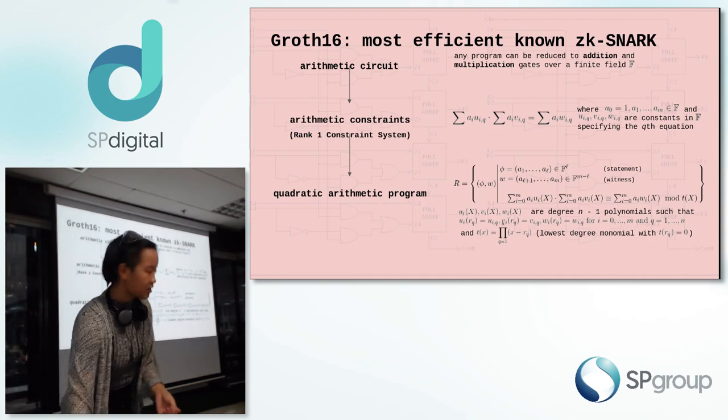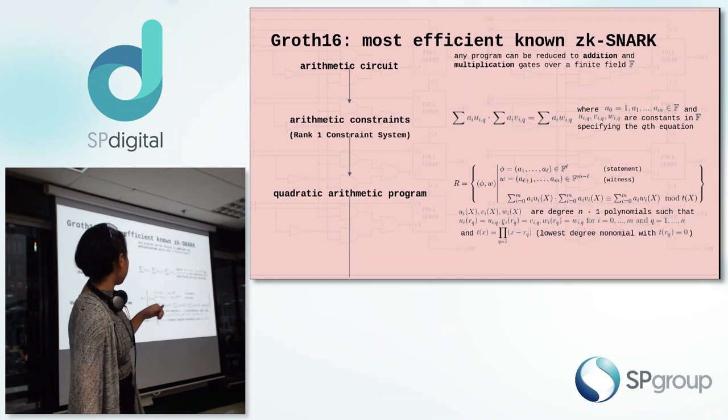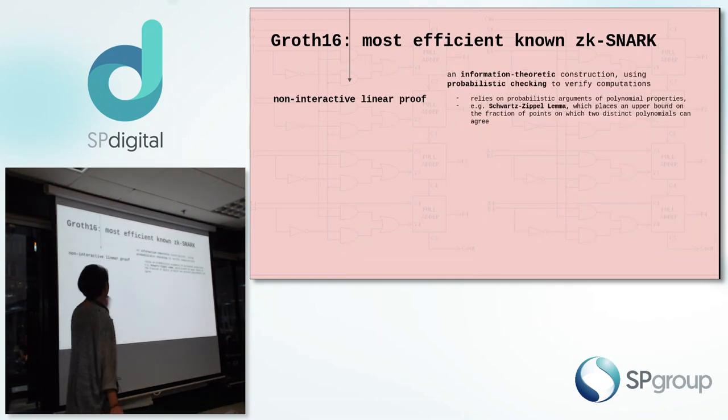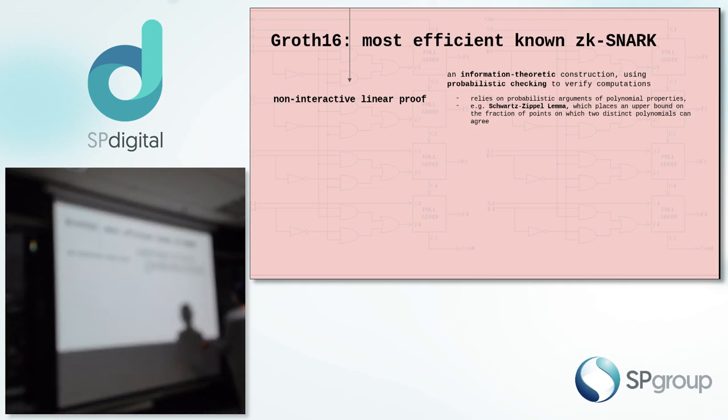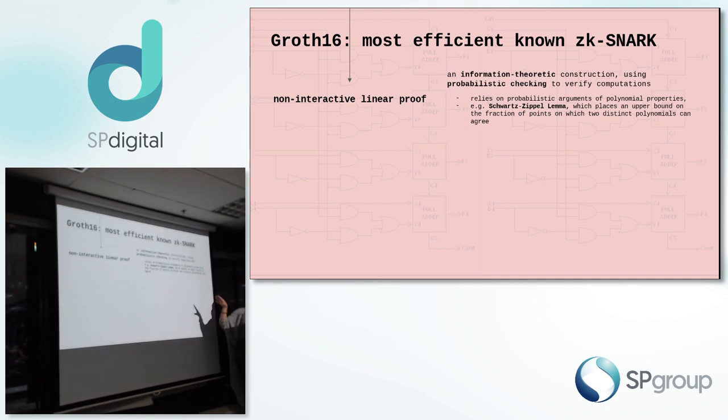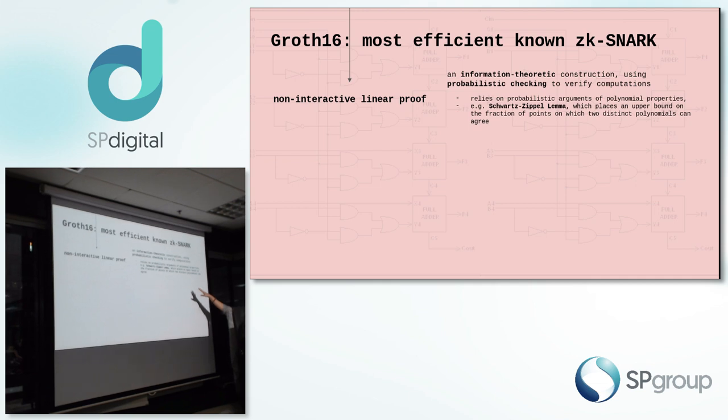So from a quadratic arithmetic program, we can then generate a non-interactive linear proof. This step is one of the more important steps, because this is where you introduce the probabilistic part of the construction. Basically, with the non-interactive linear proof, you lose your 100% certainty, and you're only left with a very high probability that the proof that you're accepting is for a valid witness. And this makes use of something called the Schwartz-Zippel lemma.